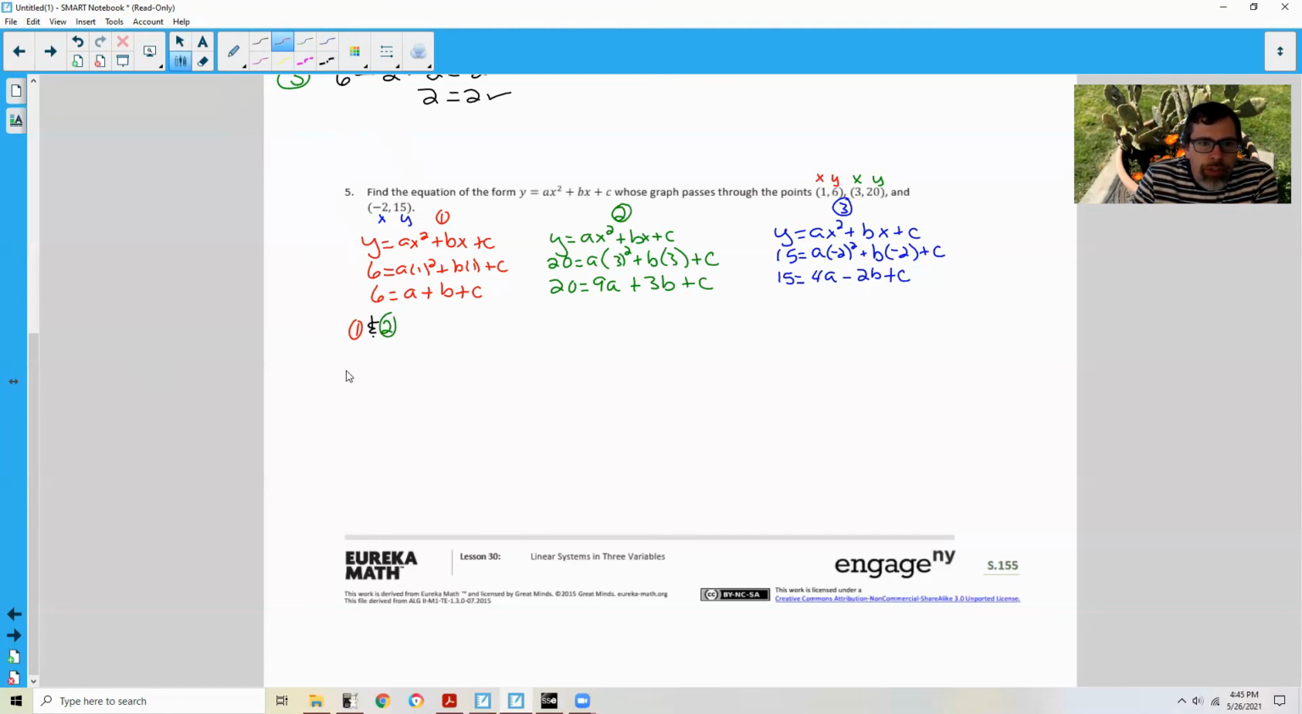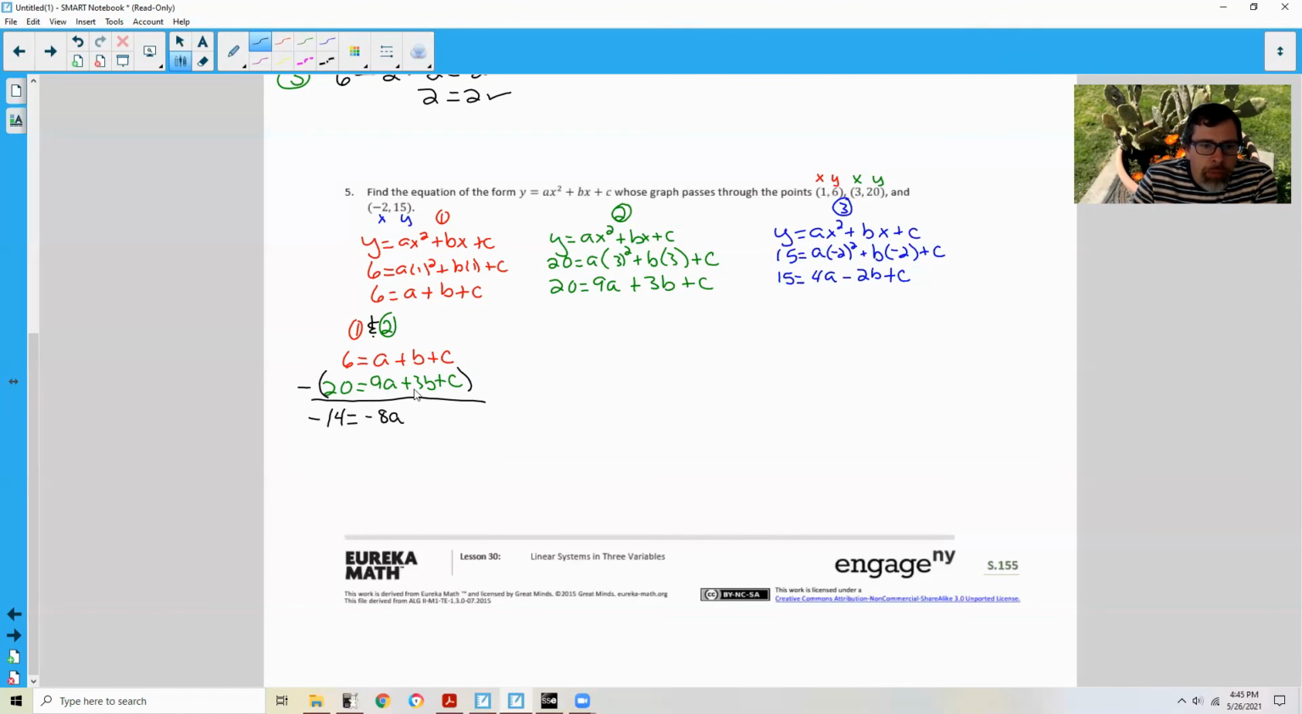Okay, so that's going to give me 6 equals A plus B plus C, and 20 equals 9A plus 3B plus C. Notice I have 2 that are the same. When that happens, we're going to subtract, minus everything. So when I do that, I'm going to do 6 minus 20, -14. 1 minus 9, -8.